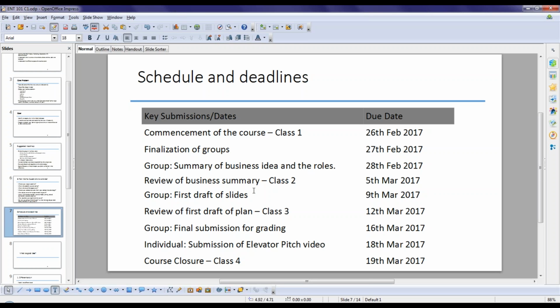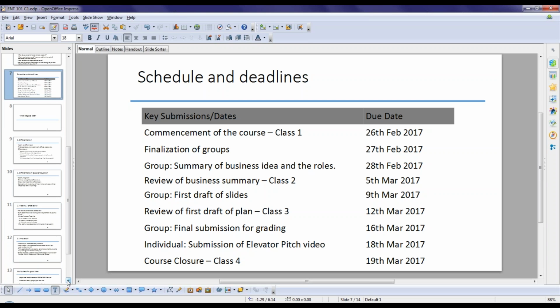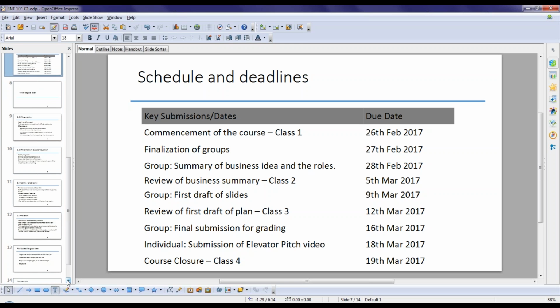Then this is the schedule for the course. Today we have started the course. The next deadline we have is tomorrow. You should be finalizing the groups. This course goes at a very fast pace and it's a packed course. It will be a little more hectic than other courses, so you'll have to prepare for that.